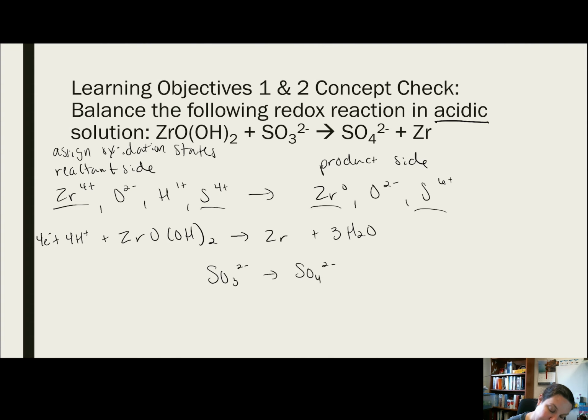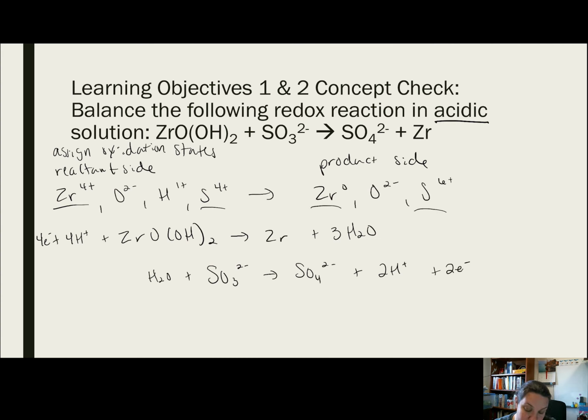So first thing, oxygen. So we need 1 water on the left side. Now we need to add 2 H plus on the right side. That will give us a 2 minus charge on the left side, 0 charge on the right side, so we need to add 2 electrons to the right side. And now we have electrons on both sides.